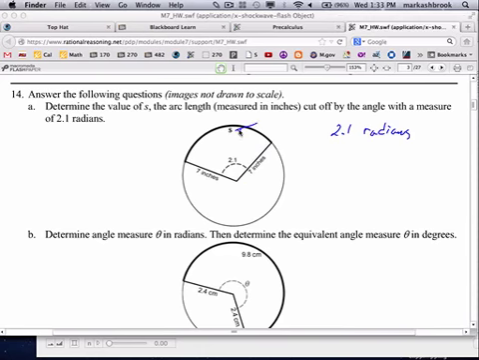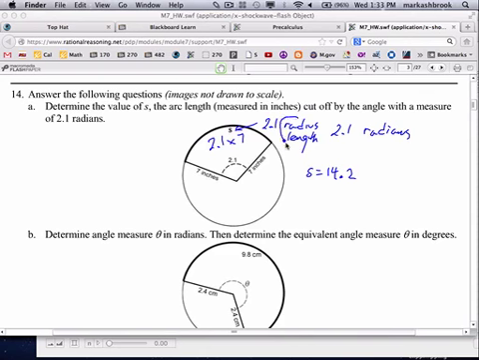Well, yeah, so S is 2.1 radius lengths. And each radius length is what? 7 inches. So S is going to be 2.1 of this distance right here. Or, yeah, 2.1 times 7. So S is 14.7.